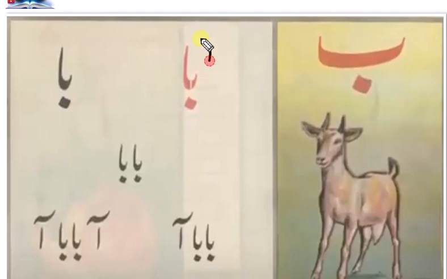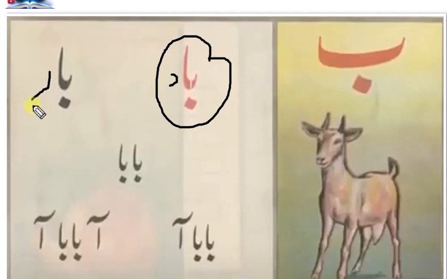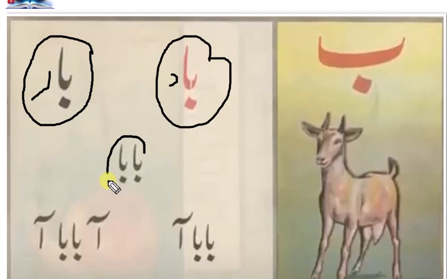So what's that? Bay Dal. Ba. And this is Bay Re. Ba and Re. Ba. Bay Ba, Bay Ba, Ba, Ba.